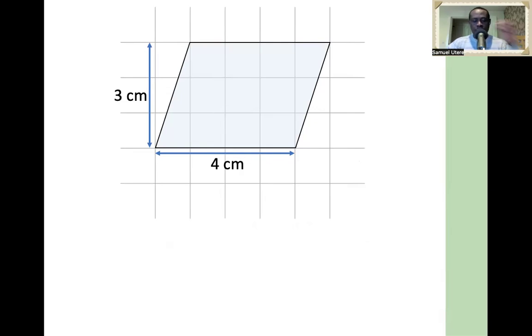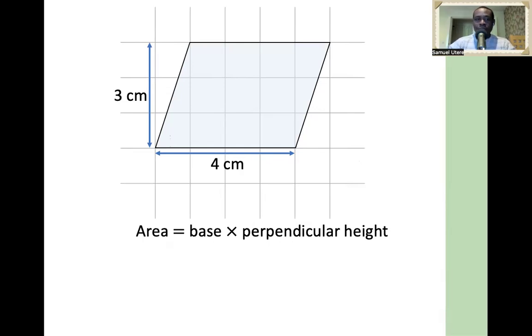So to find the area of a parallelogram, I want you to pay very important attention to this. We multiply the base by the perpendicular height. The perpendicular height is the height that makes 90 degrees, a right angle, with the base. We're going to explore this a lot more, okay? So pay close attention. Base times perpendicular height is equal to area for a parallelogram, which is 12 centimeters squared.